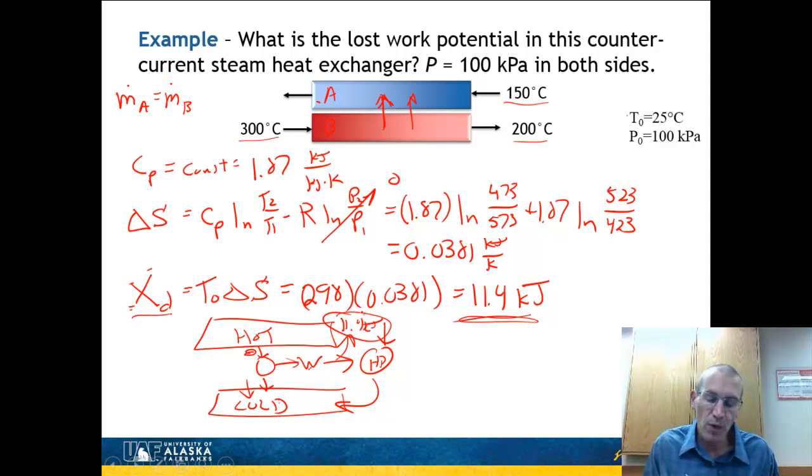So this 11.4 is the exergy that was destroyed. I could have saved it if I'd done it with a different process, essentially a bunch of reversible heat engines, in this case a heat engine and a heat pump.